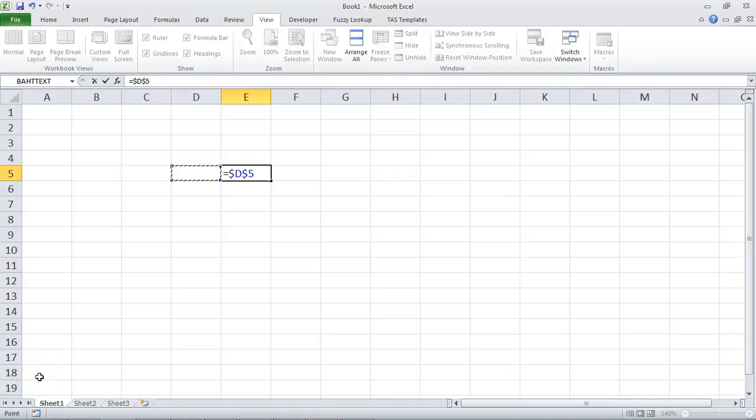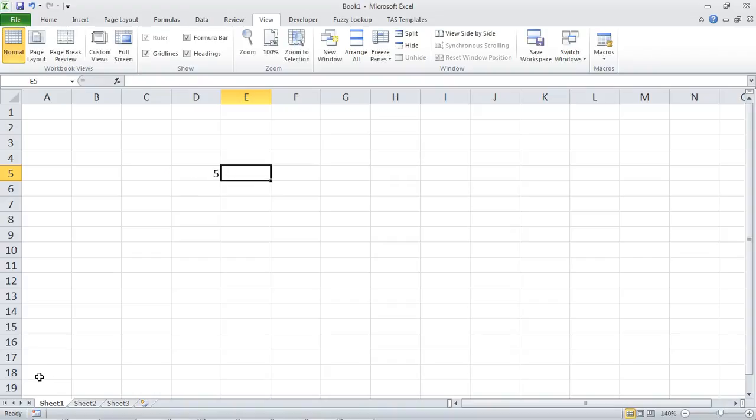So far, we have been writing absolute cell references of the type $D$5, where we have the dollar sign before D as well as 5. Now it's possible to put the dollar sign only before D or only before 5. Let's see how that works.